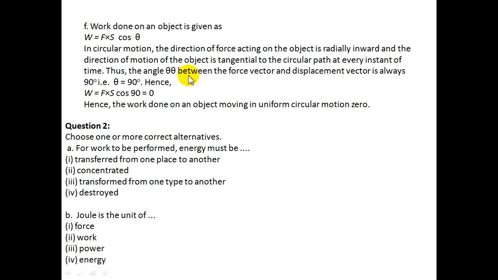क्योंकि जब भी कोई भी बॉडी सर्कुलर मोशन पे मूव करता है तो आप कहीं पे भी उस बॉडी को जब आप उसको स्टॉप करके उसका थीटा मेजर करोगे, you will get 90 degrees, कि वो सेंटर से हमेशा 90 डिग्री पे होता है almost every time. Okay, so cos 90 degree की value, when you put the value of theta as 90 degrees, you will automatically get the value of work done as zero.